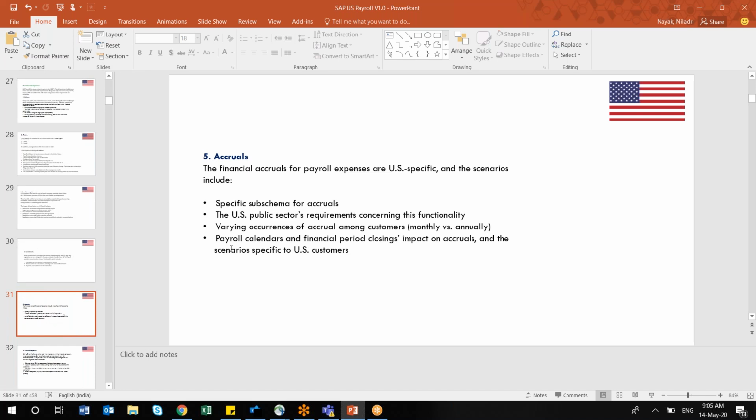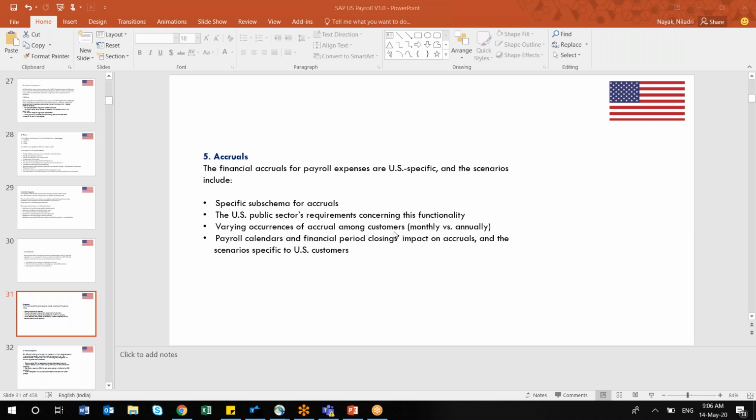So for any kind of financial accrual, for any kind of payroll expenses, there are some differences. Here I have just given some simple scenarios, like for the public sector. In the US public sector there are different accrual related policies, and also in NGOs. Suppose there is a non-profit organization in the US, they follow a different accrual strategy. Those things are also handled in US payroll, but it is not very important.